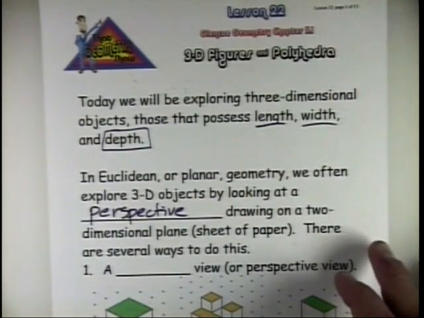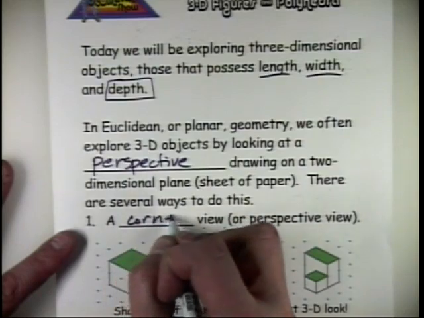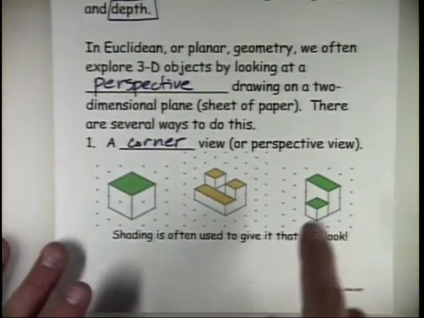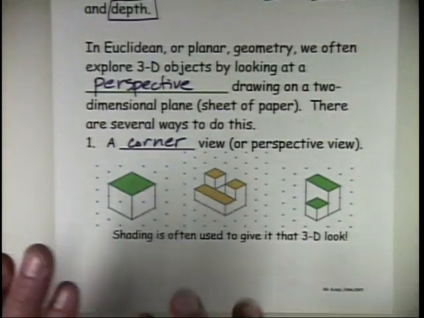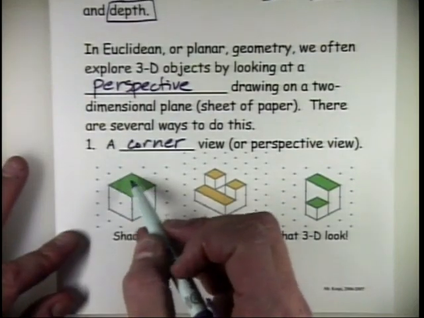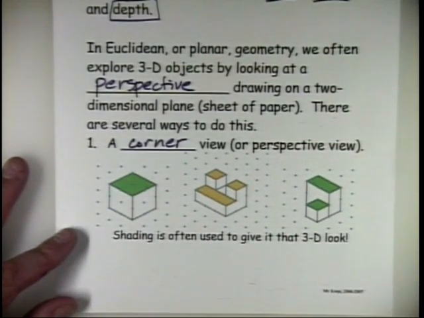And there's actually a couple ways that we can do these perspective drawings. The first way is called a corner view. And if you look right here, there's three examples of what a corner view looks like. It's basically a shape that is drawn kind of at an angle. And it is on two dimensions, but with this nice shading right here to give it that three-dimensional look, it creates the illusion of three dimensions.